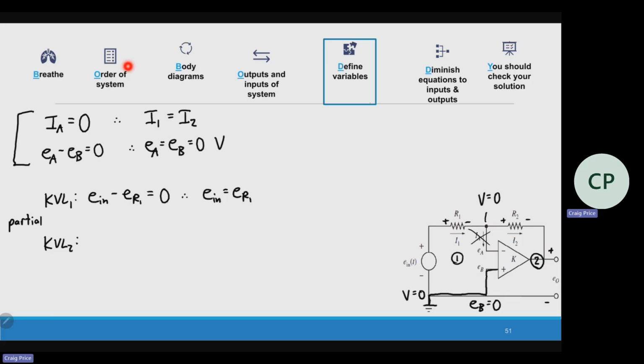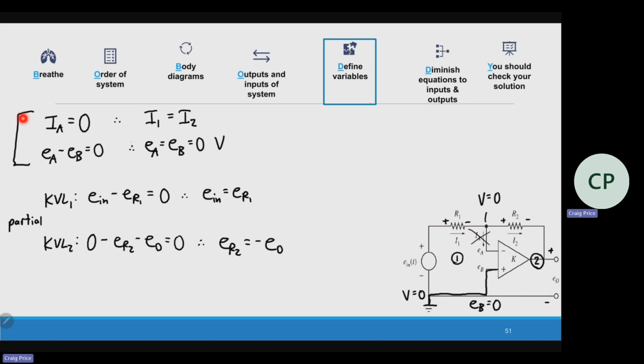And so for KVL2, I start at 0. I have a drop, ER2. I have another drop, E out. That gets me back to 0. So therefore, ER2 is inversely related to E out. ER2 is equal to negative E out. So I have all the equations that I need.